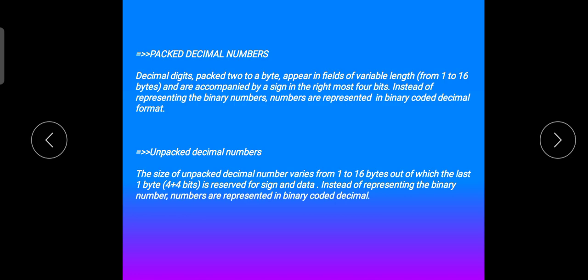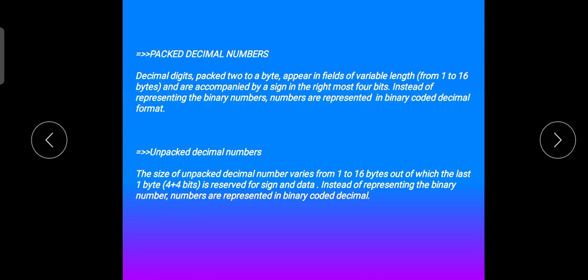Packed decimal numbers. Decimal digits packed 2 to a byte appear in fields of variable length from 1 to 16 bytes and are accompanied by a sign in the rightmost 4 bits. Instead of representing binary numbers, they are represented in binary coded decimal format.